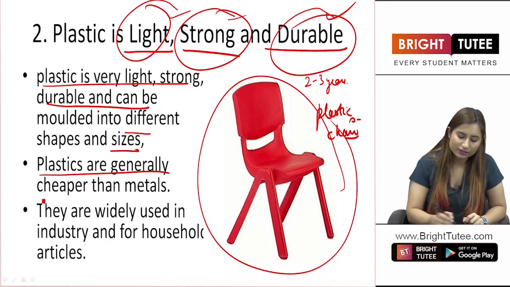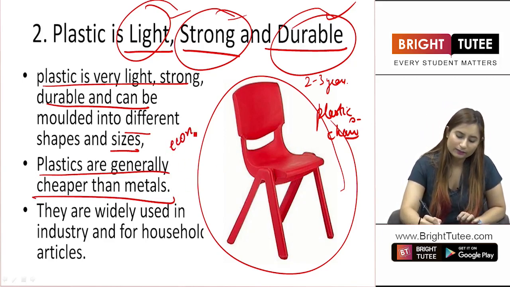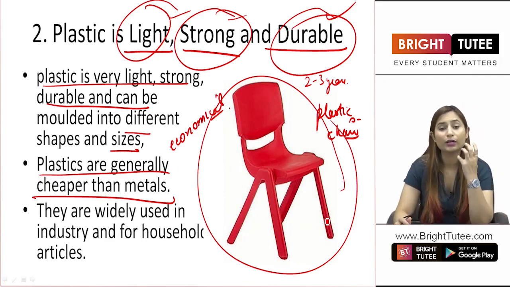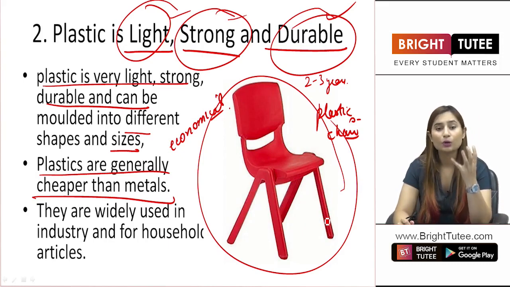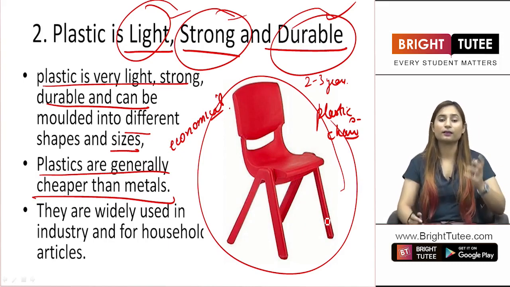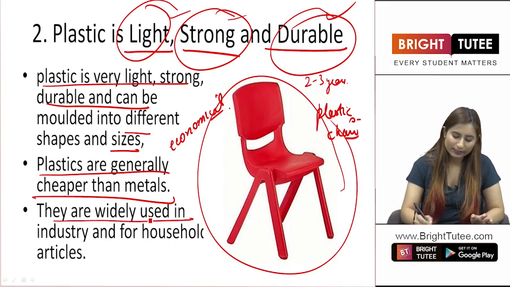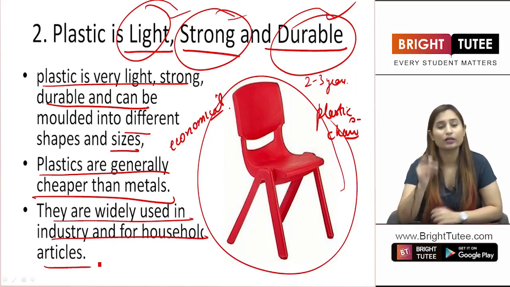Now plastics are generally cheaper than metals. Another point, that they are economical, they do not use as many resources as we need to obtain metals from our earth. Now plastics are generally cheaper because their manufacture is very, very simple and it is man-made. Now they are widely used for industry and for household articles.